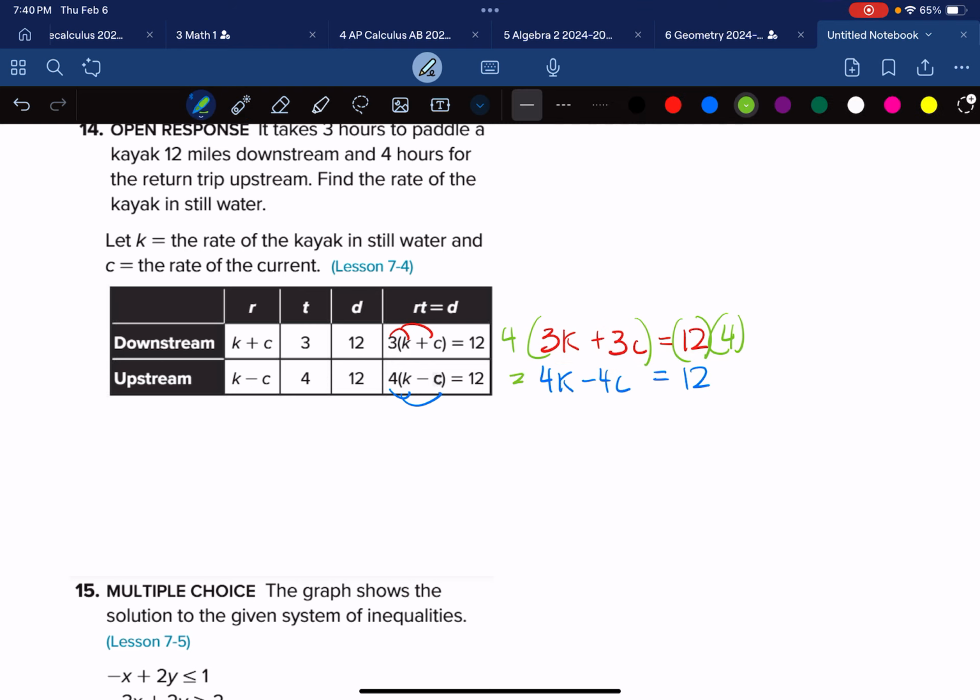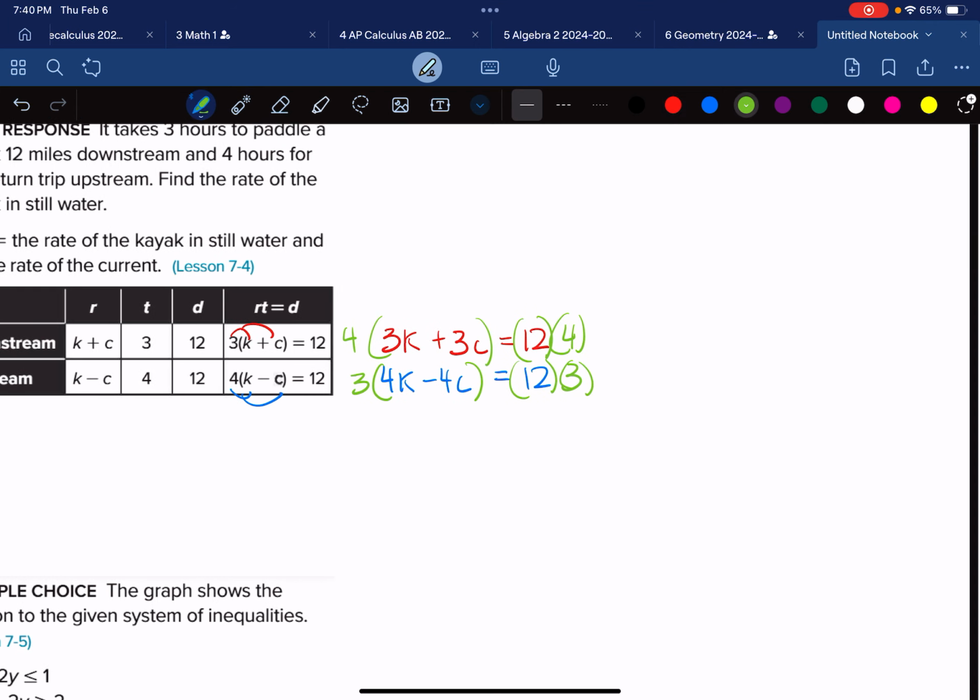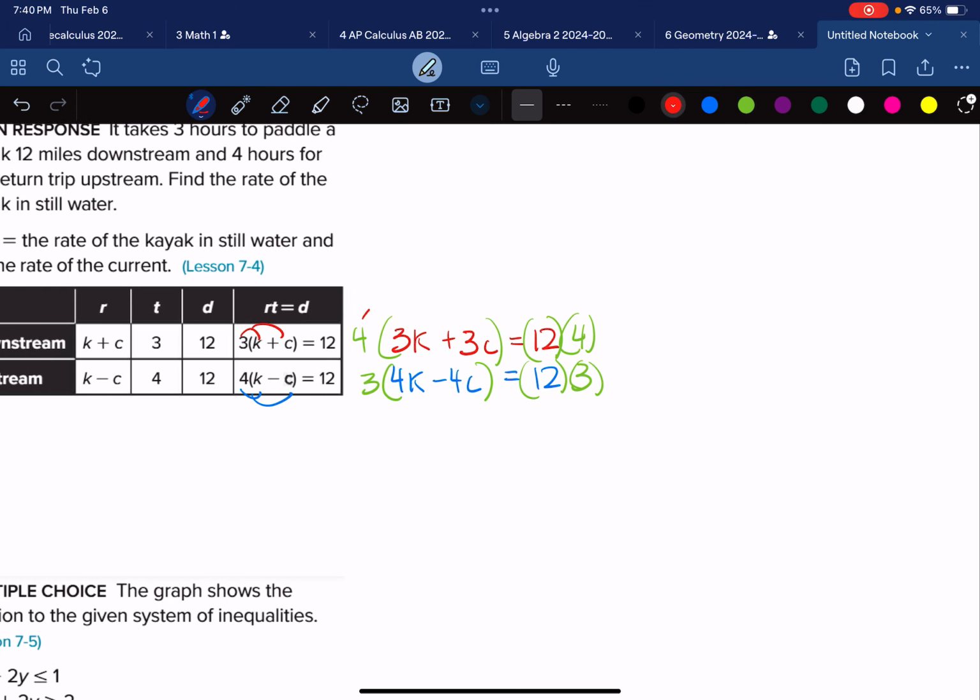So multiply by 3, multiply by 3 to get some new equations. Our new red equation is going to be, I guess I can write it to the right hand side. I've got plenty of room over here. My red equation is 4 times 3k is 12k, 4 times positive 3c is a plus 12c.